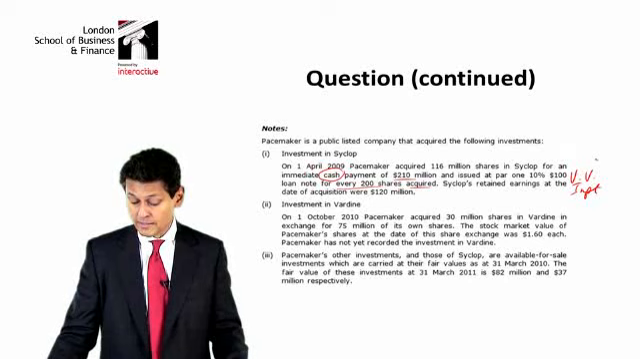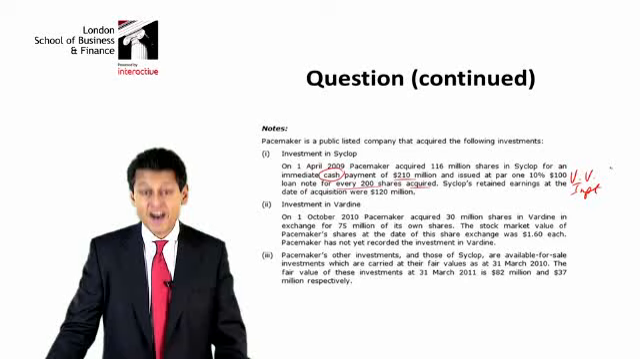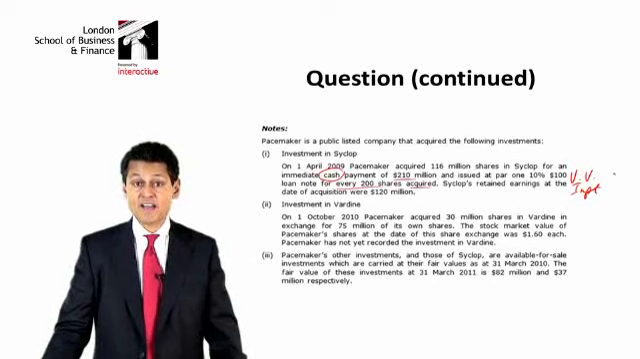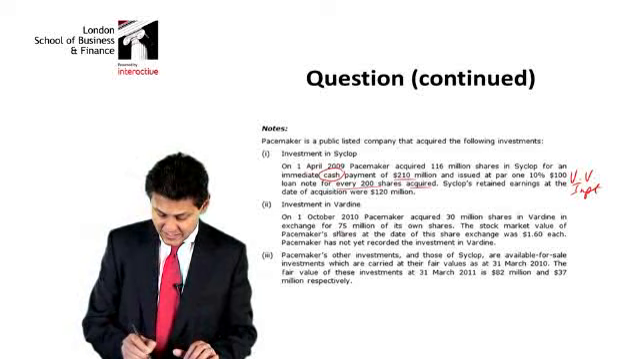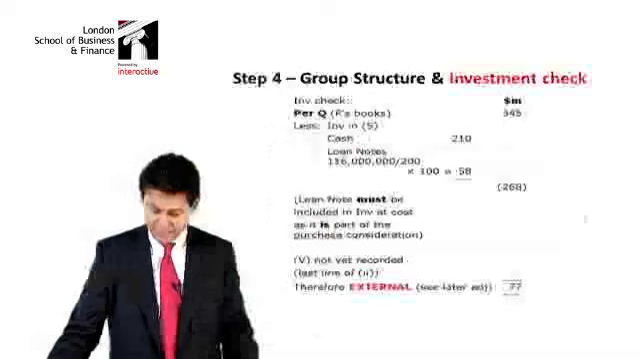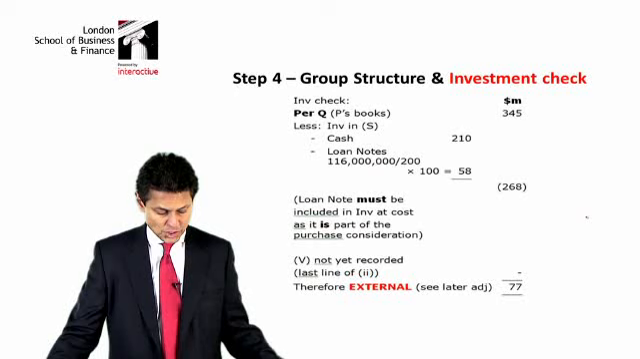All right, so there you are. Investment in Vardeen. You can see that. It says there, you took away 30 million of my shares and gave me 75 million of your shares. So clearly, if you give me 75 million of your shares, and each of these shares is worth $1.60, you've got to be careful when you multiply all that out in due course. So that's your step four, the group structure and the investment check.